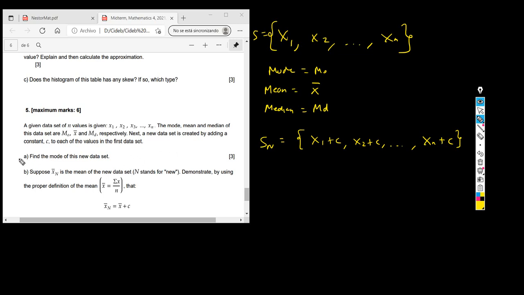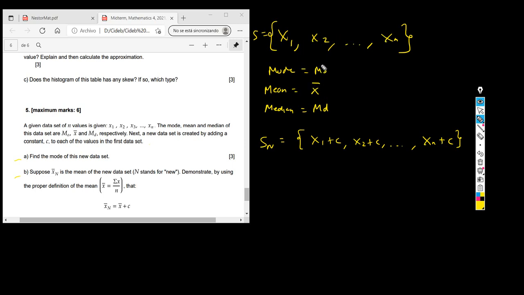That's the whole context. Question A and B. Find the mode of this new dataset. Find the mode. Okay. What is the mode? What is mode? It's the number that repeats the most, right? Among these many, which is this one.